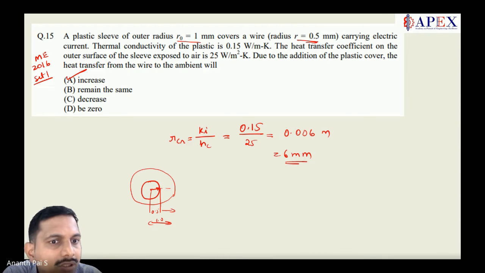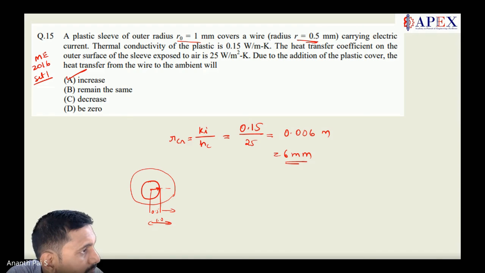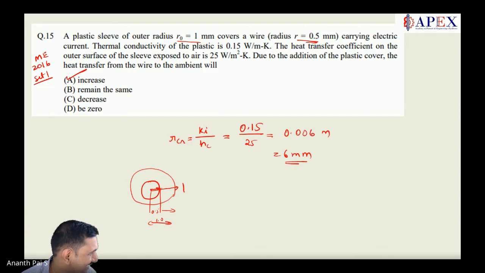The outer radius is given as 1 mm, not 1.5, it's 1 only. This is given as 1. This is reading comprehension, reading and whether you comprehend whatever is given. This is one of the aptitudes. One question will be there on comprehension.